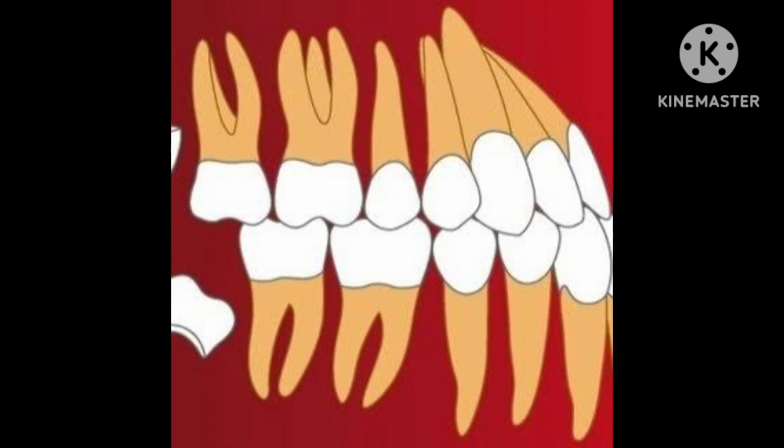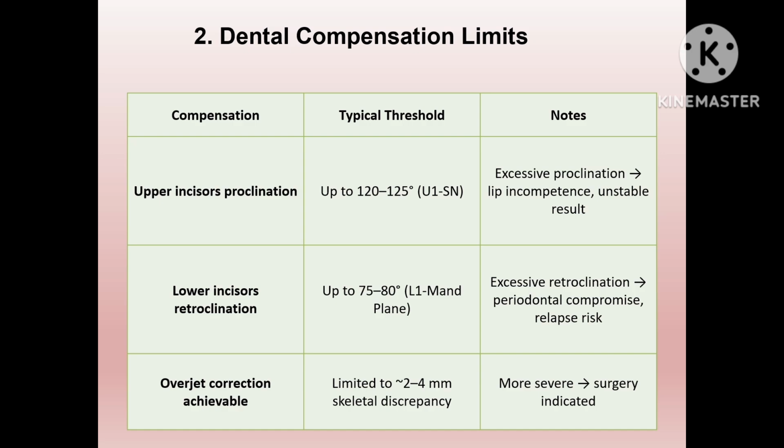Dental compensation occurs when the teeth adjust their position to mask the underlying jaw discrepancies. As in class 3, the upper front teeth tilt forward and the lower front teeth tilt backward to improve the bite. This way we can correct a small overjet. But these compensations also have limits, and excessive compensation may lead to lip closure problems, gum issues, and relapse.